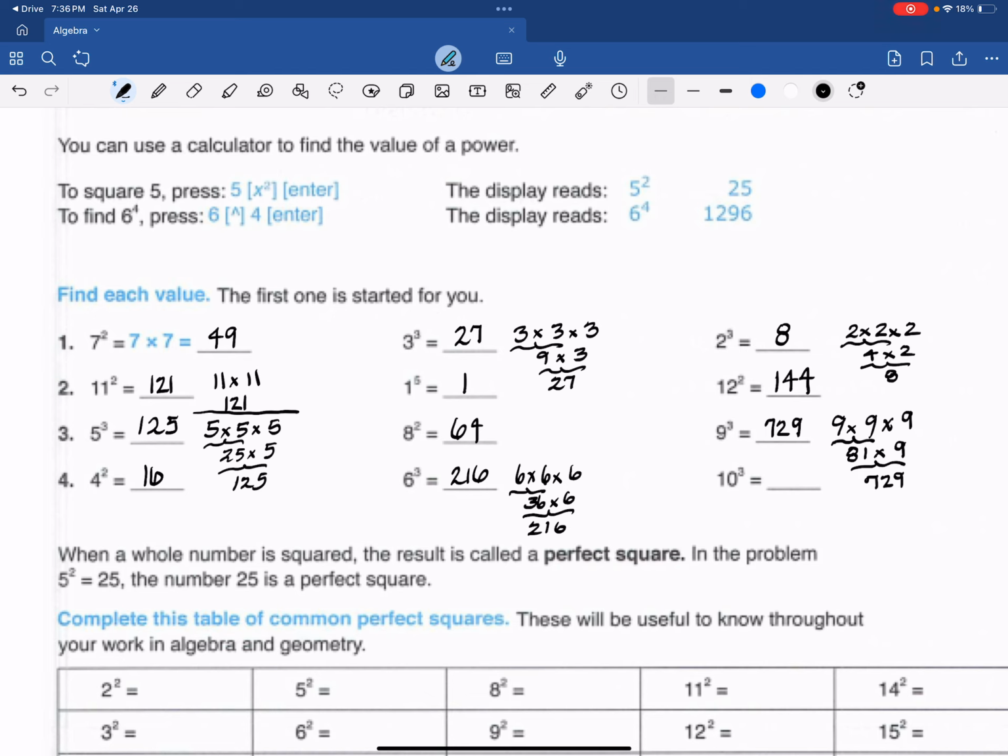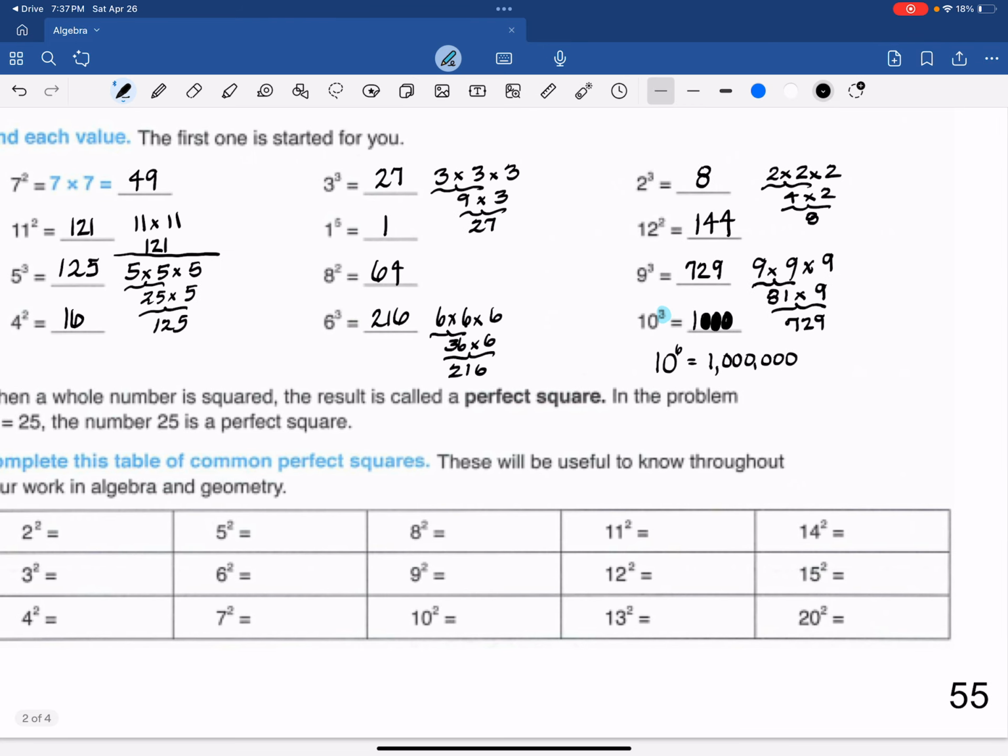10 to the third power, that's a 1 and 3 zeros. The exponent will tell you the number of zeros to put with that base when you're raising a power of 10. So for example, 10 to the sixth power is 1 with 6 zeros, or 1 million. Base 10s are easier to find because you just add the number of zeros and keep the 1.